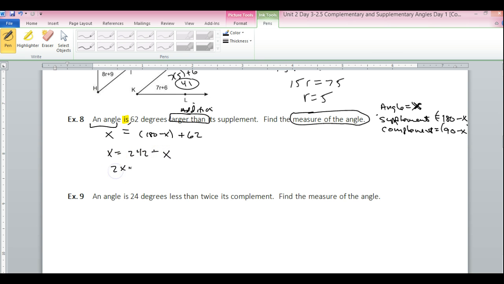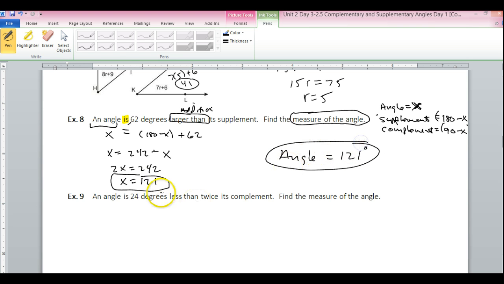When you solve it, you get 2x equals 242. X is equal to 121. Alright, so the measure of the angle here is equal to 121 degrees.